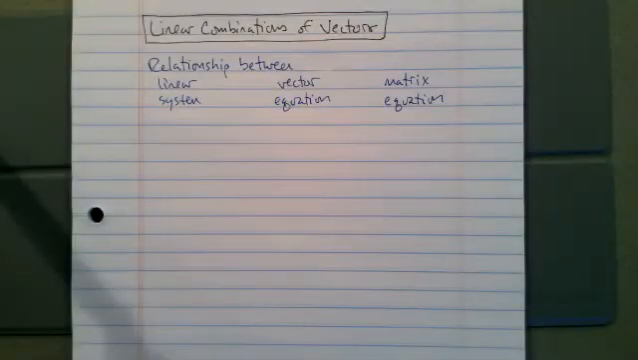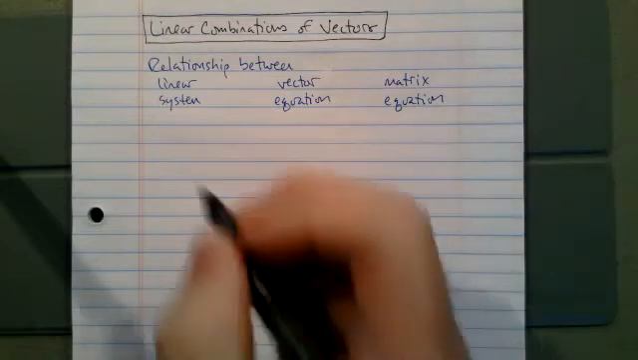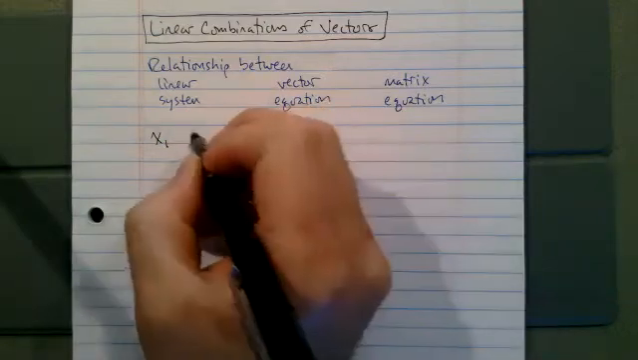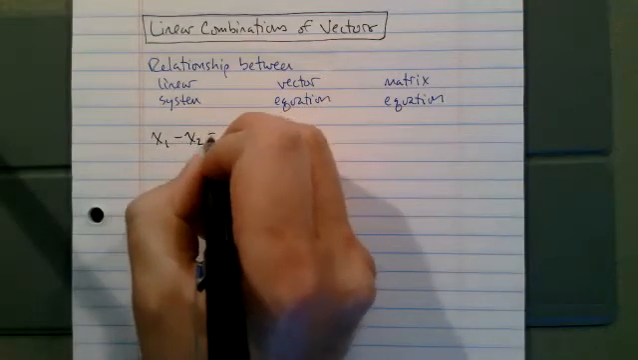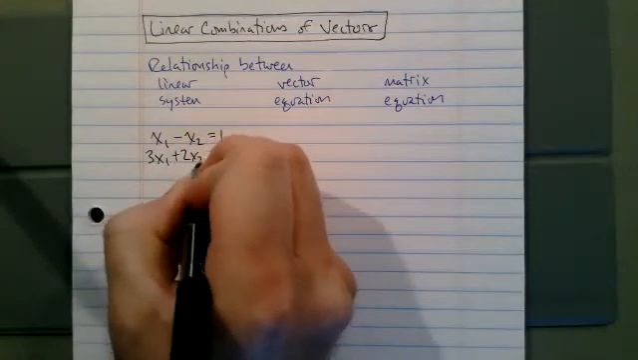So we want to start looking at linear combinations by exploring the relationship between a linear system, a vector equation, and a matrix equation. So I'm going to pick a linear system completely at random that we haven't even seen. I'm just going to write stuff down at random. I'm going to write x1 minus x2 is equal to 1, and 3x1 plus 2x2 is equal to 8.